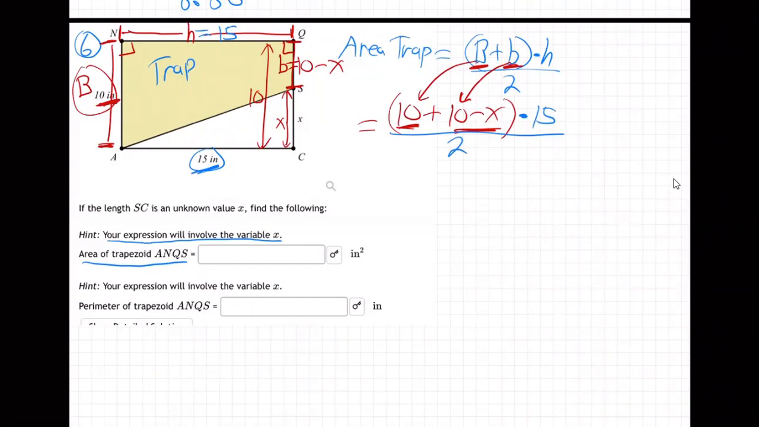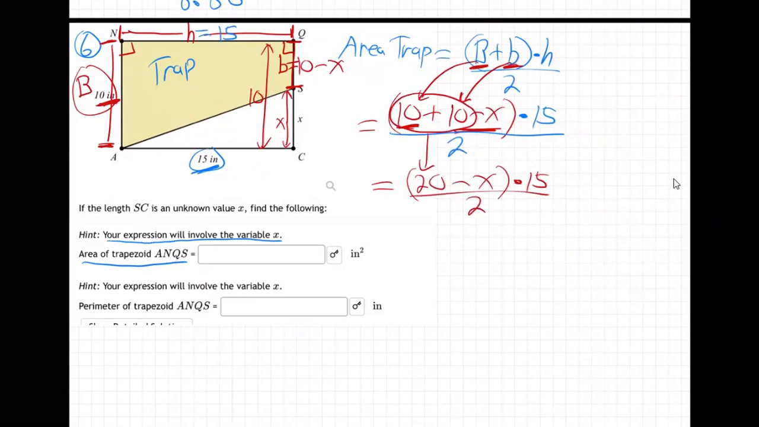So that makes sense how I did that? The big B is 10, the little b is 10, subtract x. It's the whole thing, subtract the bottom part. 10 minus x, that's the little b. The big B is 10, times 15, the height is 15, all over 2. You can simplify that a little bit, maybe just one step. 10 and 10, that's 20, minus x, times 15, all over 2. That's it. That's as far as we can go on that one.